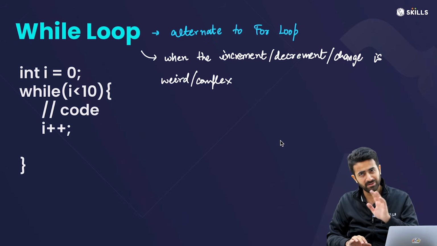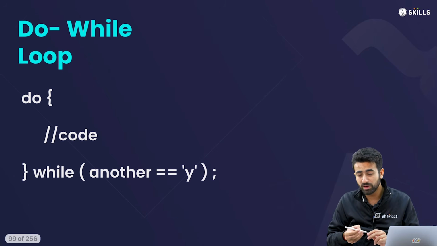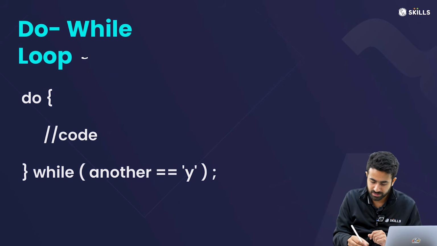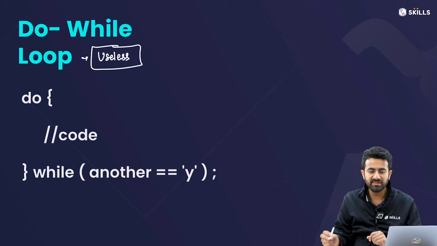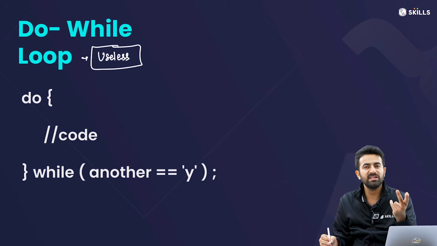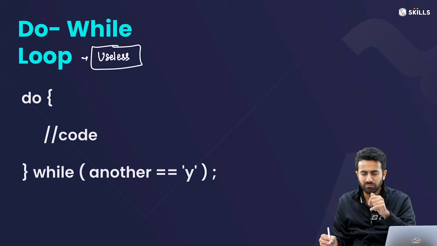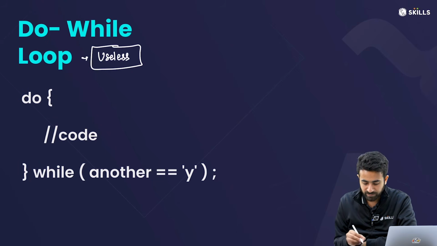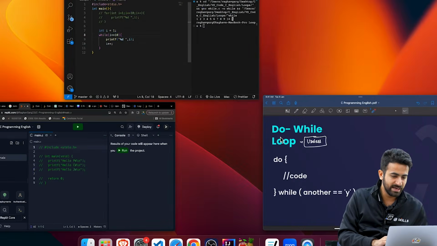So this is the while loop, that's it. There is one more loop, the do while loop. This is useless. Now, why is this useless? Again, this is a direct replacement for the for loop and while loop. The syntax is you write do, and then you write the body of the loop, and then you write while and then the condition. So the do while loop is something like this.